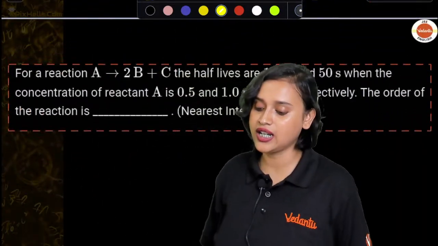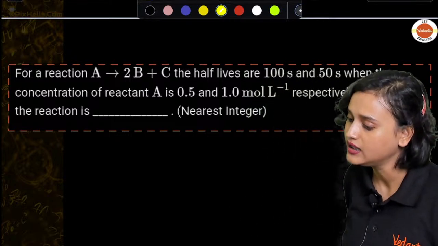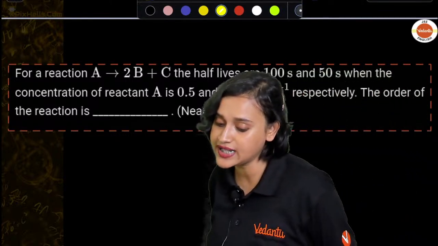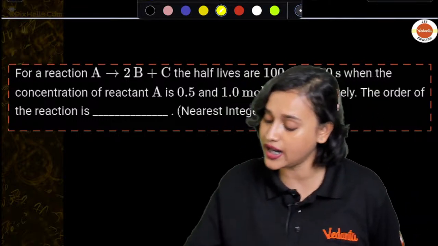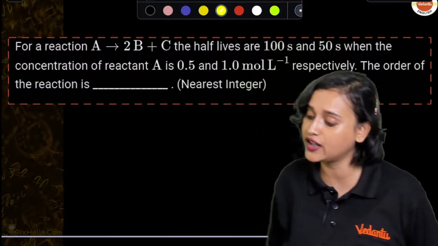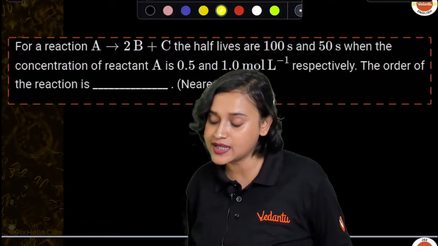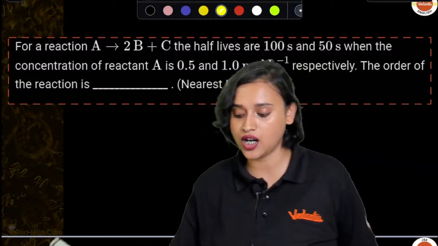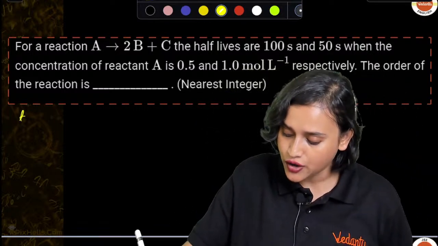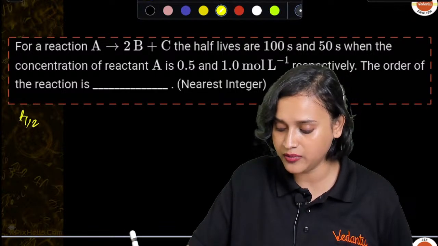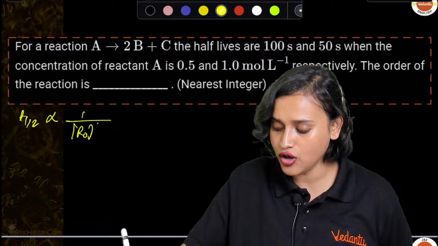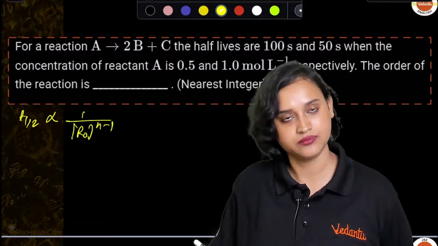For a reaction A forms 2B plus C, the half-lives are 100 seconds and 50 seconds when the concentration of reactant A is 0.5 and 1.0 mole per liter respectively. The order of the reaction is, we need to find out the order, everyone. So we all know that T half can be proportional to 1 by r naught to the power n minus 1. Can we do this?